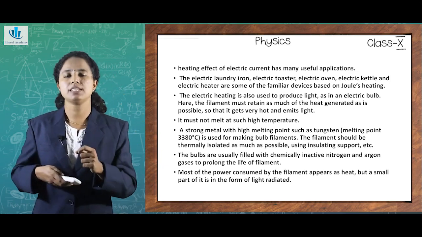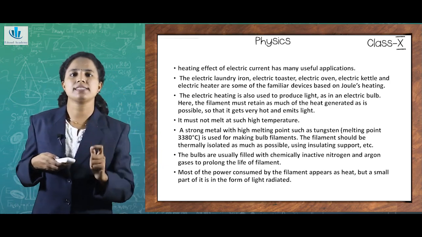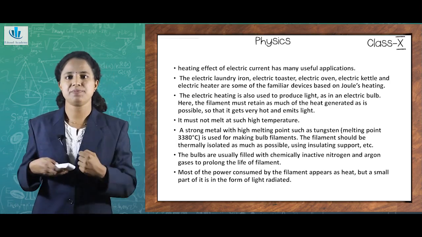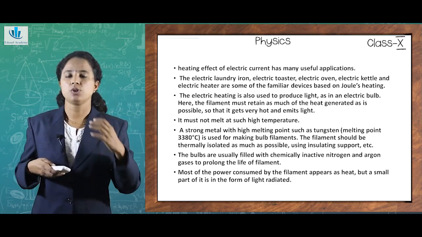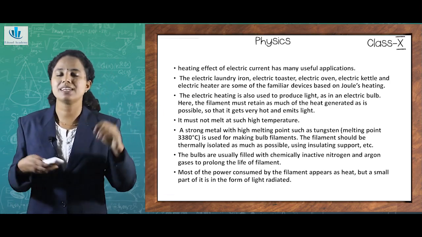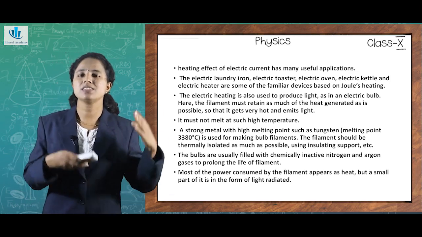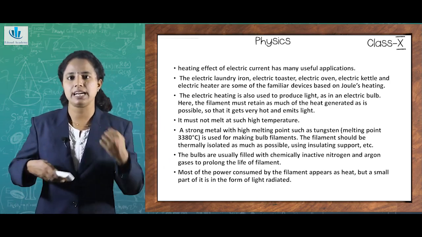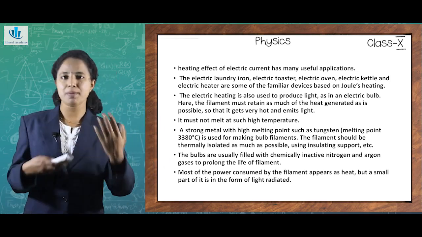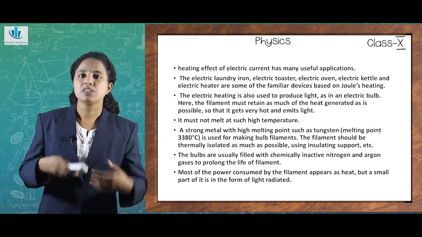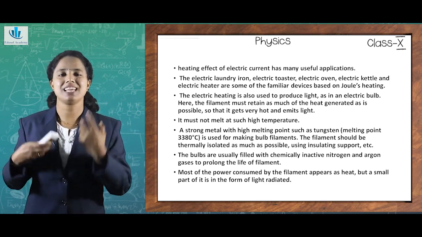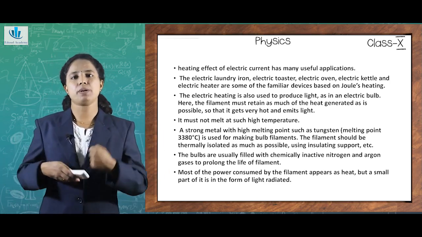So what happens here is that the filament which is present in the electric bulb should be able to retain as much of the heat which is generated, so that it gets very hot and emits light faster. That is what tungsten does, isn't it? Tungsten is used as a filament, we have already said. So the main property is that such elements should be able to get hot very fast and emit light by retaining as much heat as fast as possible.